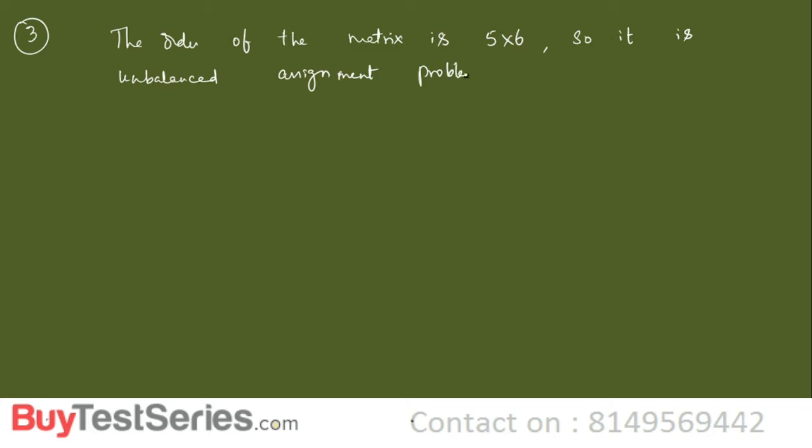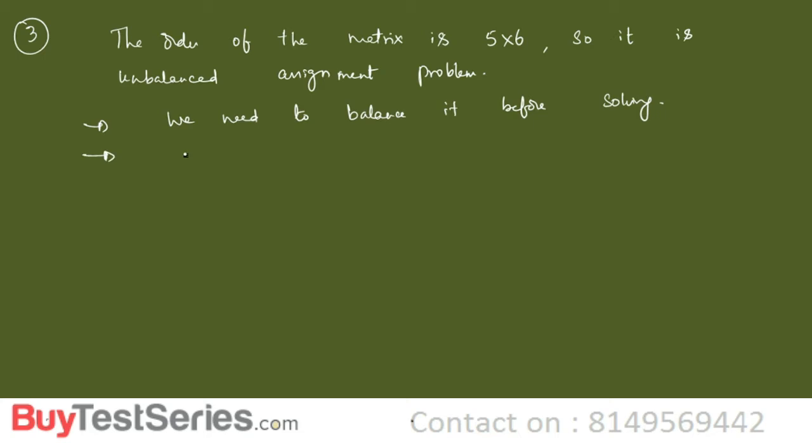Okay, now the order of the matrix is 5 by 6, correct? 5 rows and 6 columns. So it is what, Nana? Unbalanced assignment problem. It is an unbalanced assignment problem. So what we need to do? We need to balance it before solving.